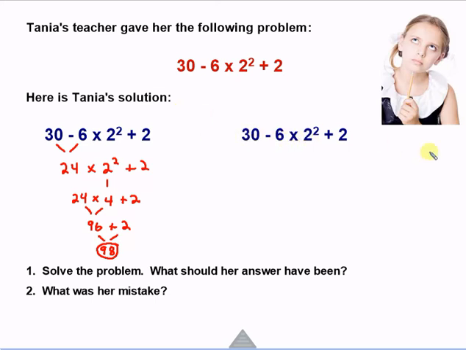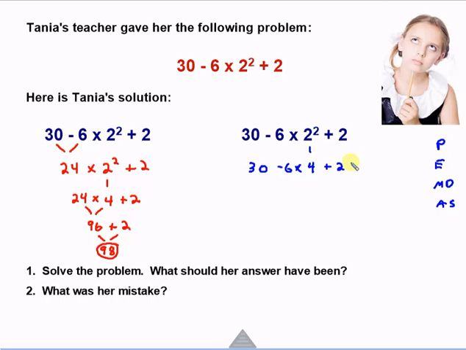Now, we remember PEMDAS, if we put that off to the side, is parentheses. We don't have any parentheses here. Then we do exponents. Do we have an exponent? Yes, we do. 2 to the second, which is 4. So then we'll rewrite the rest of our problem here. 30 minus 6 times 4 plus 2.